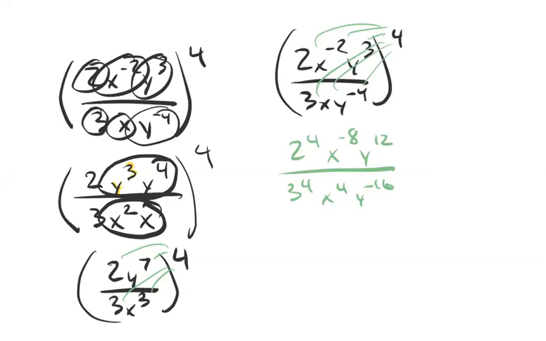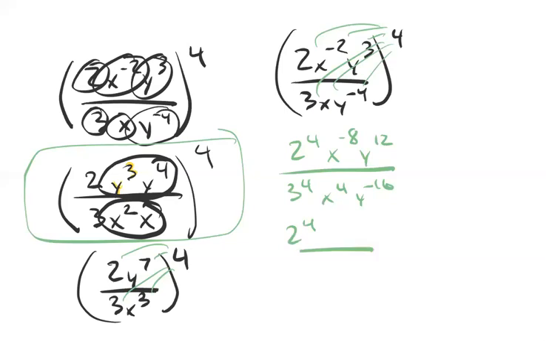So I'm still going to do exactly what I did over here, but I'm going to do it after I distributed. So I got 2 to the fourth on top, x to the negative eighth moves to the bottom, y to the 12th stays on top. 3 to the fourth on bottom, x to the fourth is going to stay on the bottom, and y to the negative 16th moves to the top.